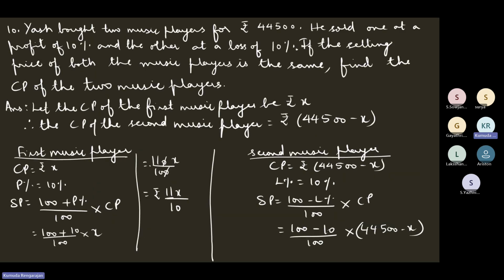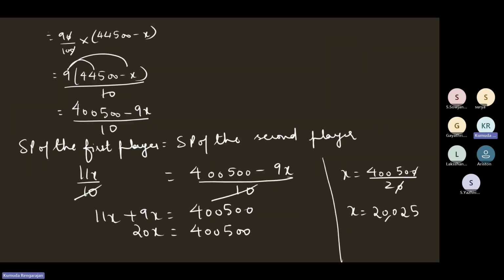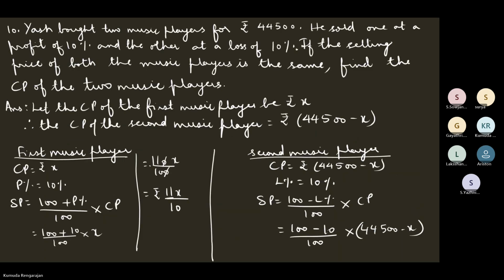Therefore, CP of the first music player is the value found, and the second music player will be 44,500 minus that value. Find that. And the CP of the second music player will be rupees 24,475.